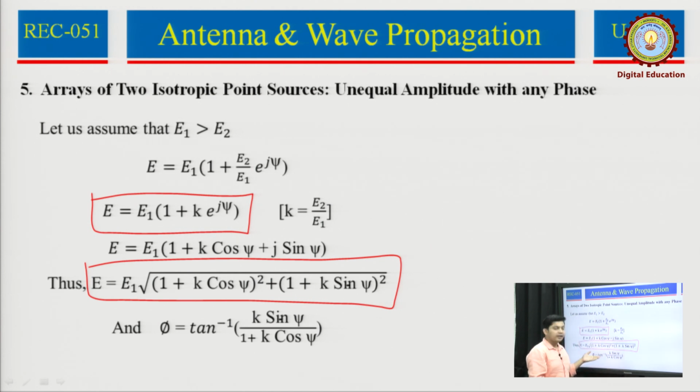And now, what is the angle? tan phi is this divided by this factor, so k sin psi divided by 1 plus k cos psi. This way we can define the value of phi here.